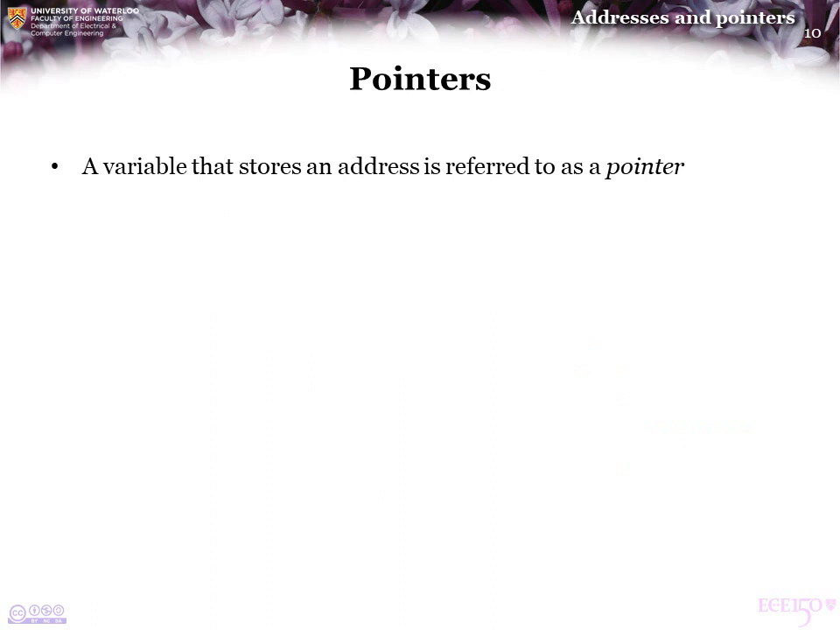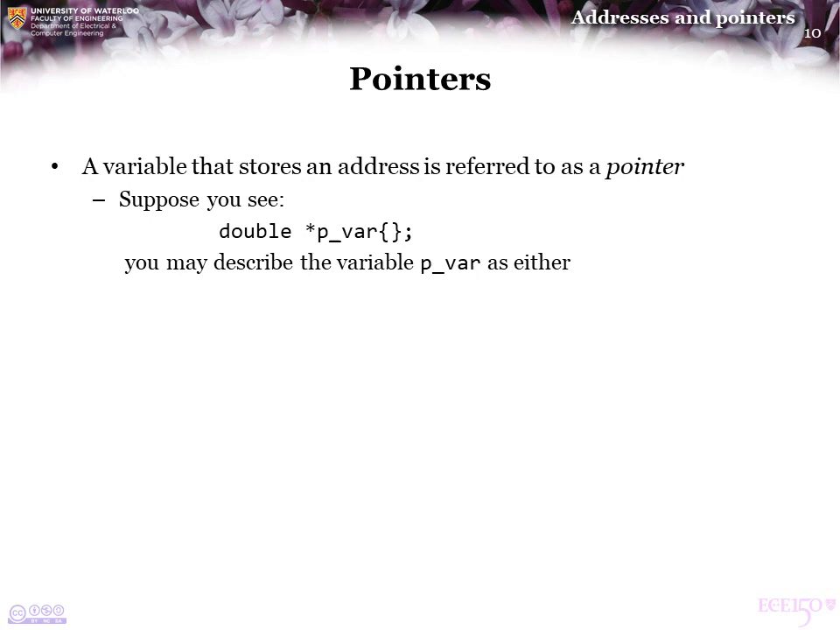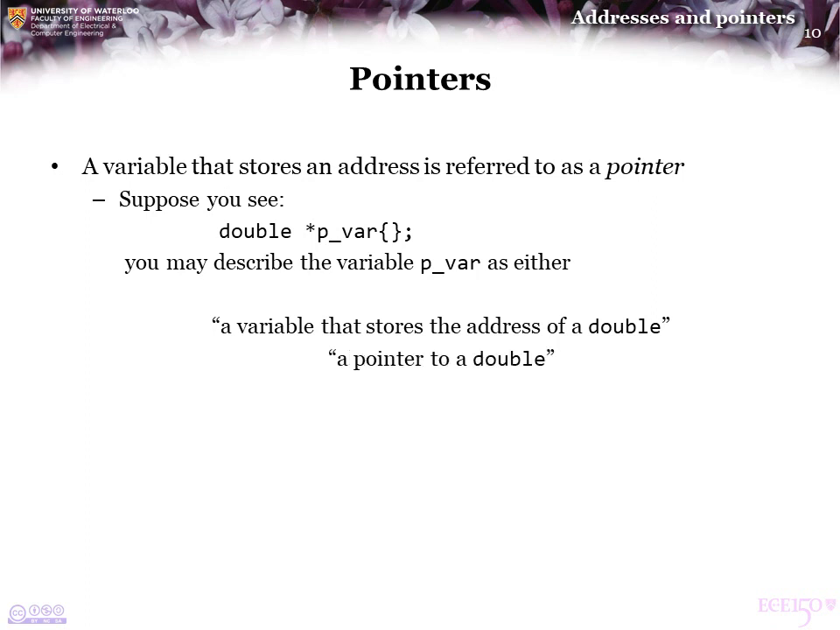Now, a variable, be it a parameter or local variable, that stores an address is referred to in industry as a pointer. So suppose you see that p_var is being declared to be the address of a double. In that case, you may either describe the identifier p_var as a variable that stores the address of a double, or you could be a little bit more succinct. It is a pointer to a double. Why is it a pointer? Because it is the address that indicates where that information is being stored.